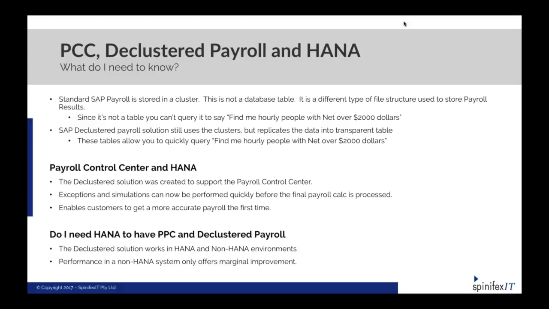If you don't have HANA and you use the declustered results, it's certainly going to be faster than using the clusters, but only marginally faster. If you have HANA and declustered, then it's just insanely fast. Reports that would normally take half an hour will take 2 seconds. It's just that kind of fast.